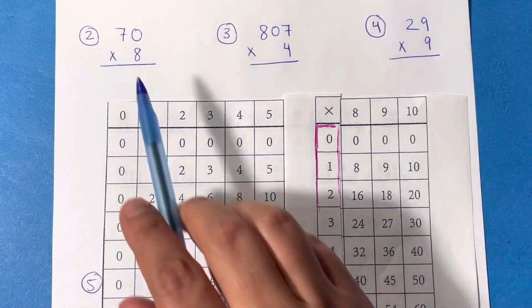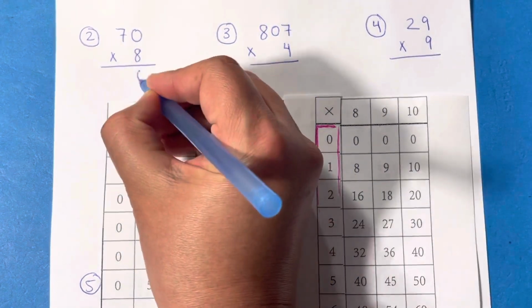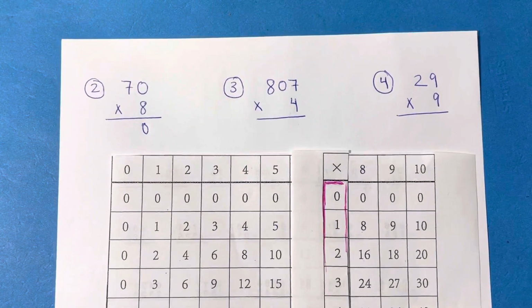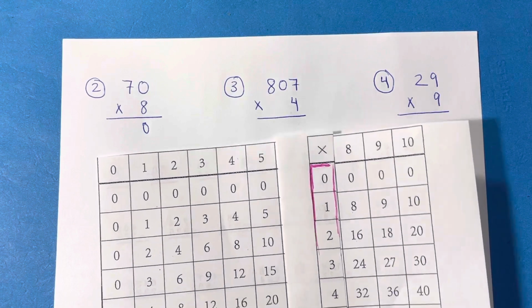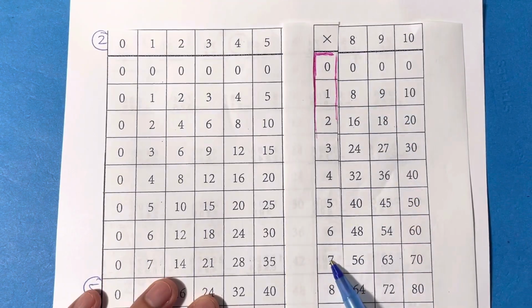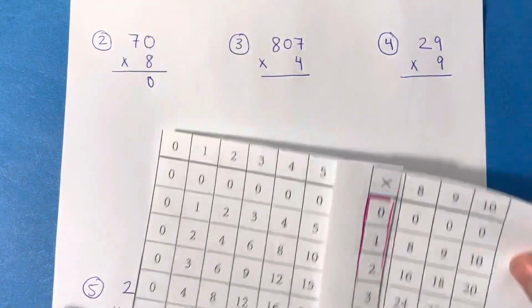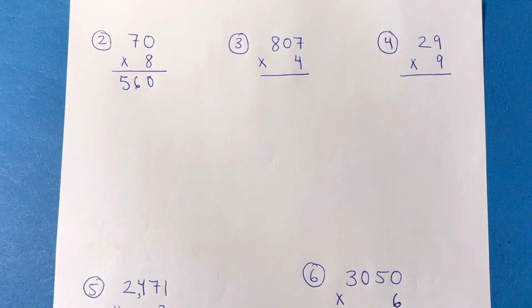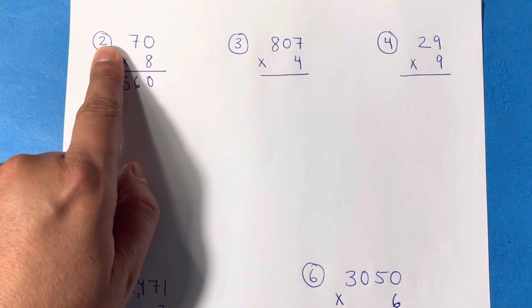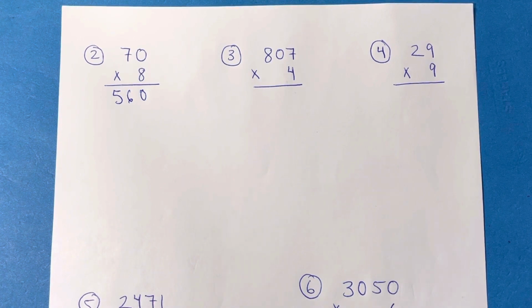So 8 times 0 is 0. I put that in there. Then 8 times 7 is 56. So I just put 56 in here. I put the 2 numbers now because I'm done. I don't have any more numbers to the left. Okay, so 8 times 70 is 560.